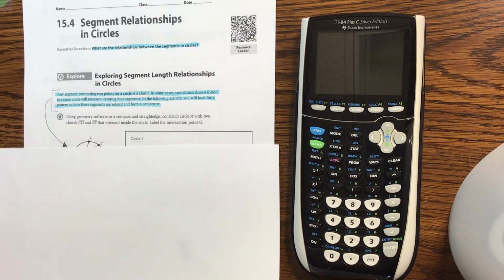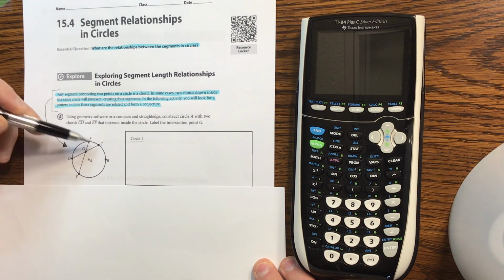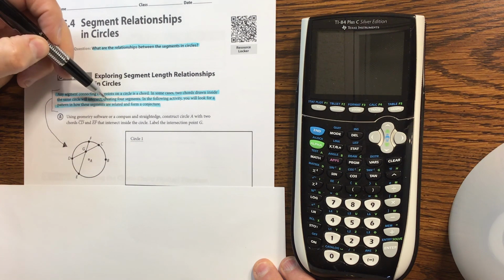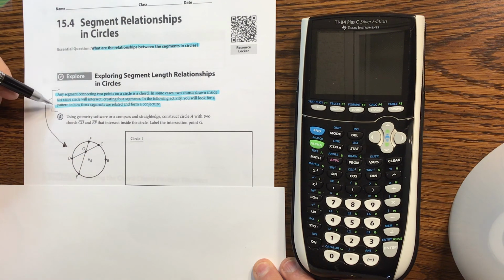Okay, ready? The first thing we're going to look at, in part of the Explore, is the segment length relationships in a circle. I have a circle here with two chords, the chord DC and the chord EF, and they intersect at a point G. The second part says it creates four segments: 1, 2, 3, 4. We can form a conjecture based upon this.